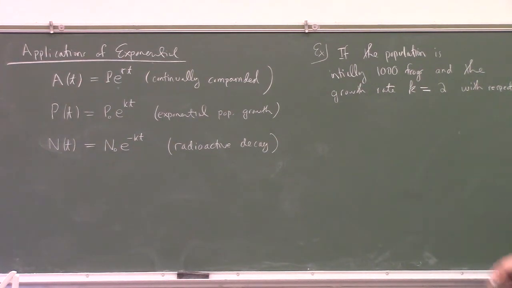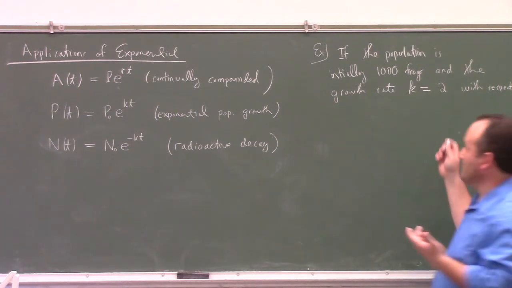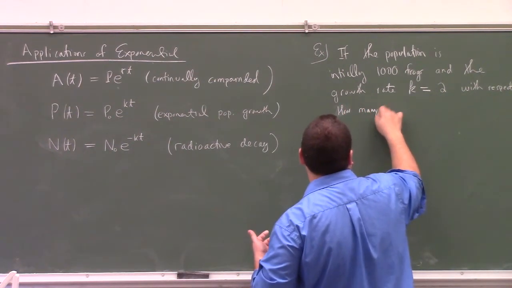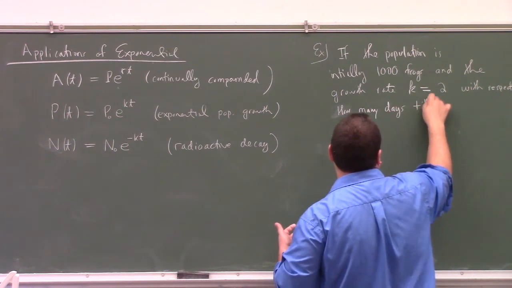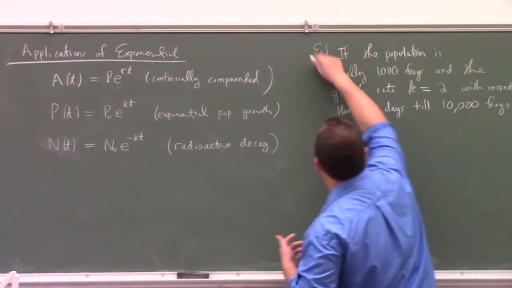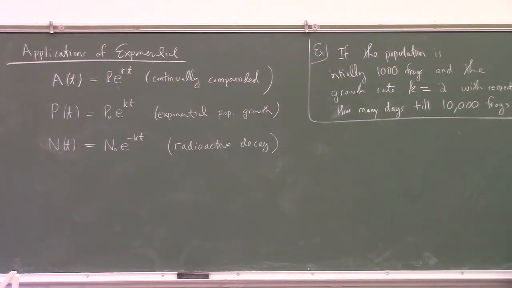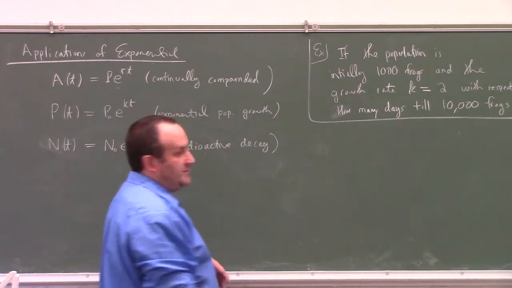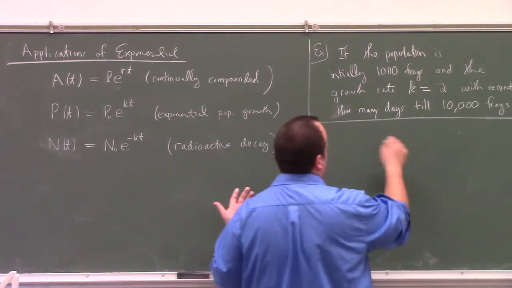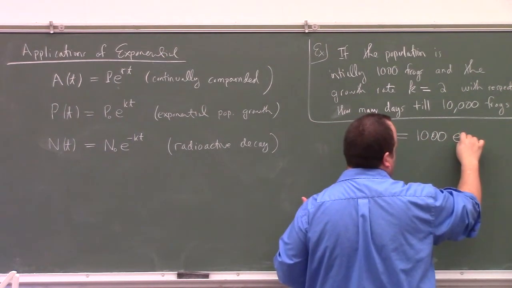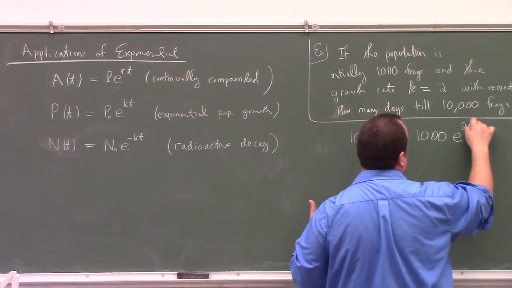So suppose you have 1,000 frogs and the growth rate is 2, then I can ask, at what time do you have 10,000 frogs? How many days? In other words, if your frogs are giving tadpoles and the tadpoles become more frogs, how long does it take? All right, so we just set it up: 10,000 is equal to 1,000 times e to the, what was it? k was 2. And then the time I don't know, right?